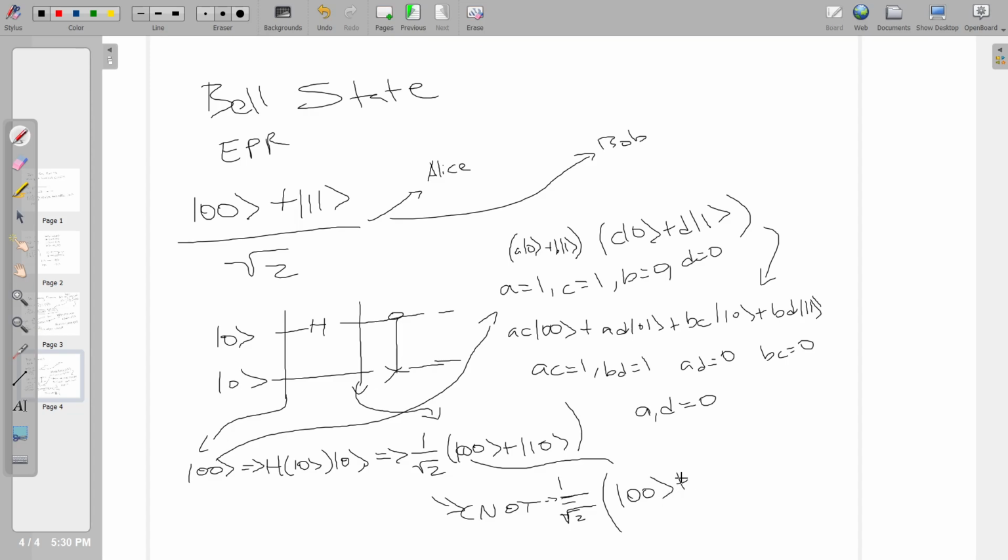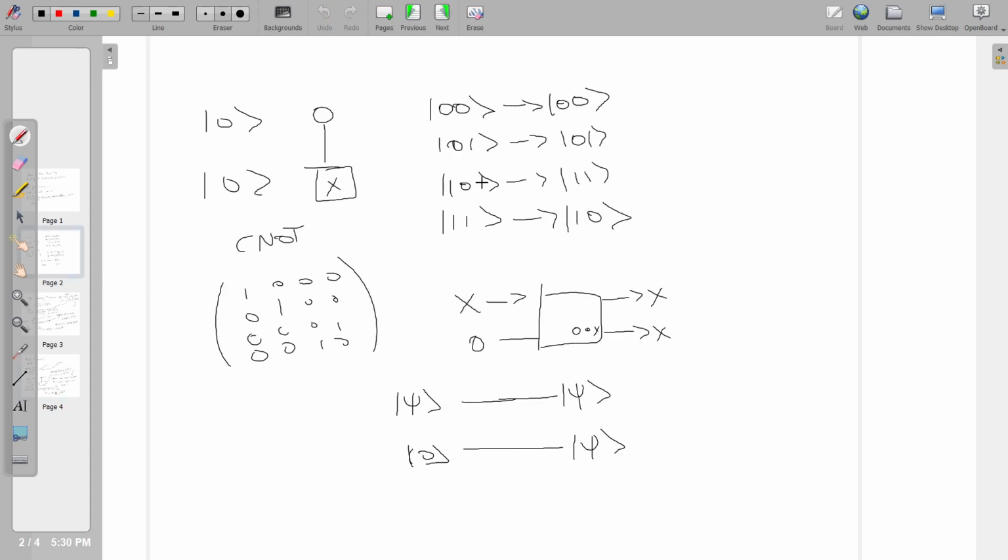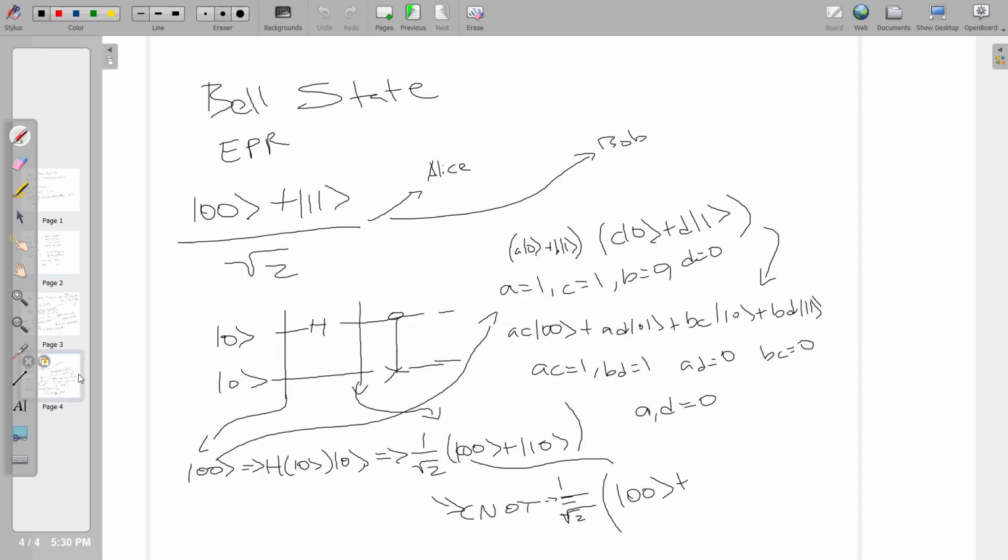Okay, now what do I do with this one? Let's go back to this page. I know, but so we have 1, 0. That goes to 1, 1. Okay, that's pretty nice. And that's our Bell state right there.